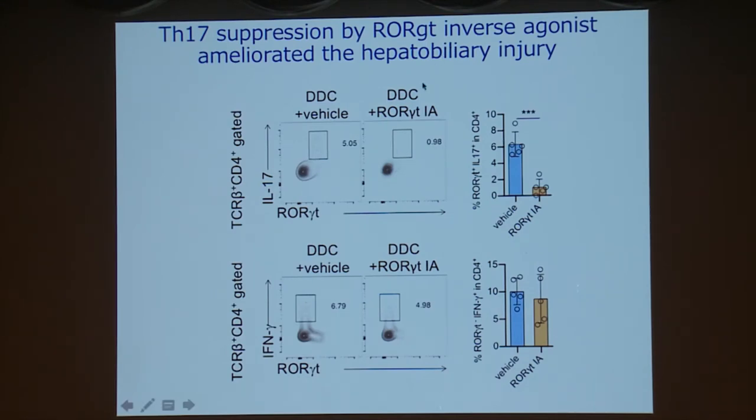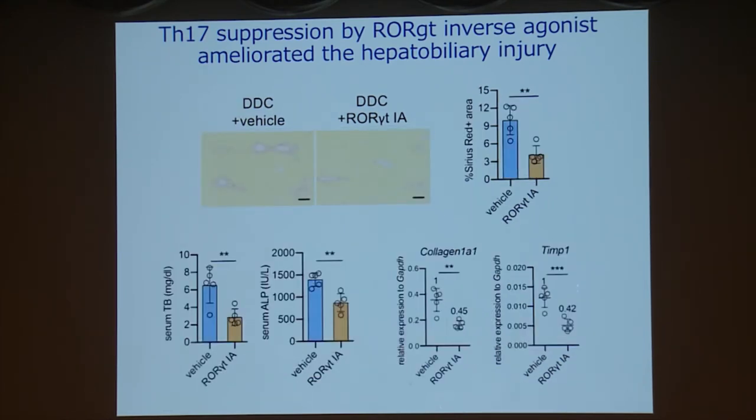As expected, treatment with RORγt inverse agonists reduced the number of Th17 cells without affecting Th1 cells in the liver, confirming the specific inhibition of Th17 cell differentiation. Importantly, treatment with RORγt inverse agonists improved hepatobiliary injury and fibrosis of DDC-fed 3-mix gnotobiotic mice, both in histology and serology, supporting the pathogenic role of microbiota-mediated Th17 activation in this model.